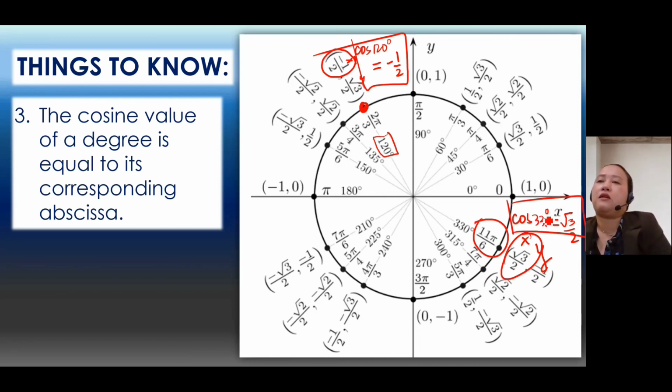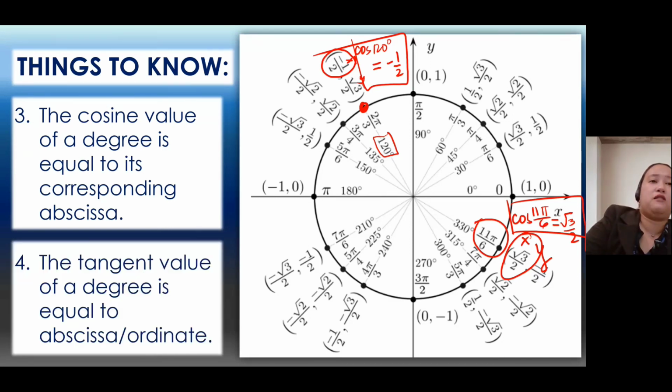The cosine of 330 degrees is also equivalent to cosine of 11 pi over 6. Let us use the right. So that is 11 pi over 6.